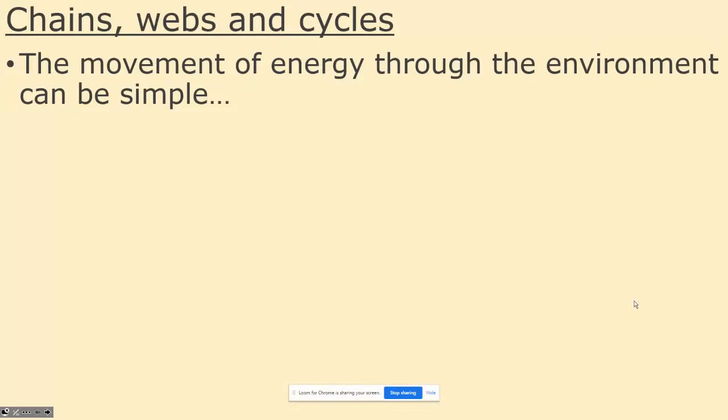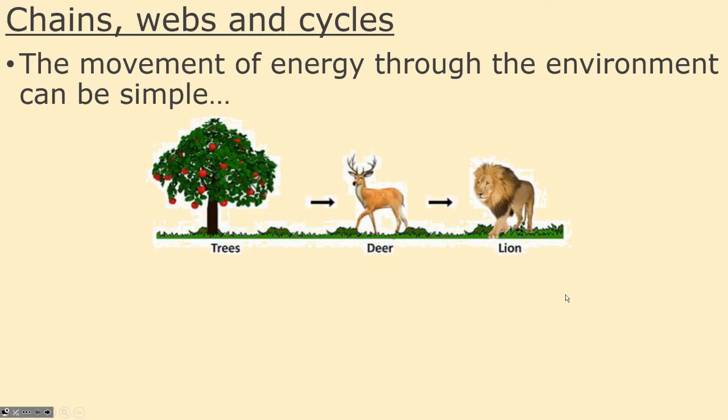Hi folks, this is a video on food webs and food chains. We've started off looking at food chains, which show how energy moves through nature. They can be quite simple. The ones that we've been looking at are things like this. So deer eat the trees and then a lion eats the deer.